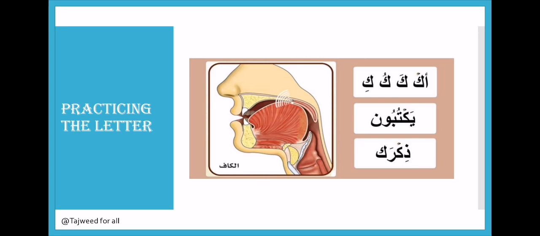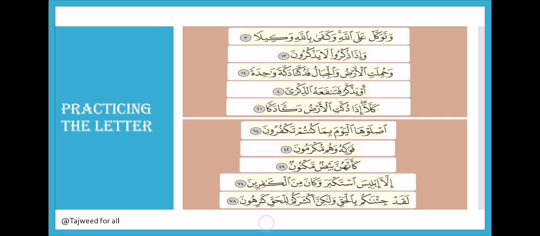Yaktubuna. Okay, here what is the mistake? Yak. This is wrong. Yak. Okay, this is a slow motion that I am showing you. Yak, tu, yak. Understood? Yaktubuna. Dhikraka. Understood?